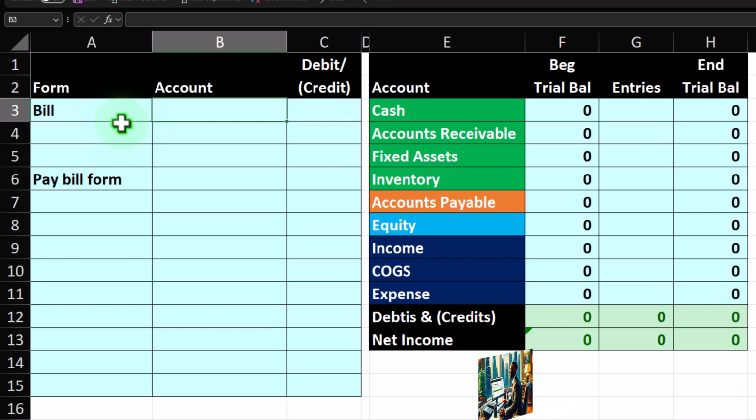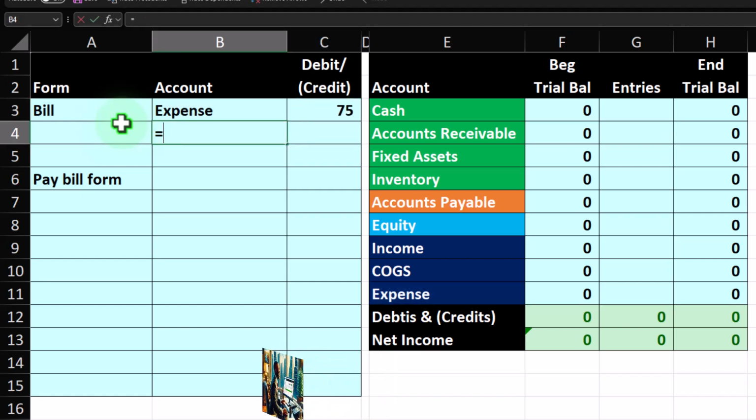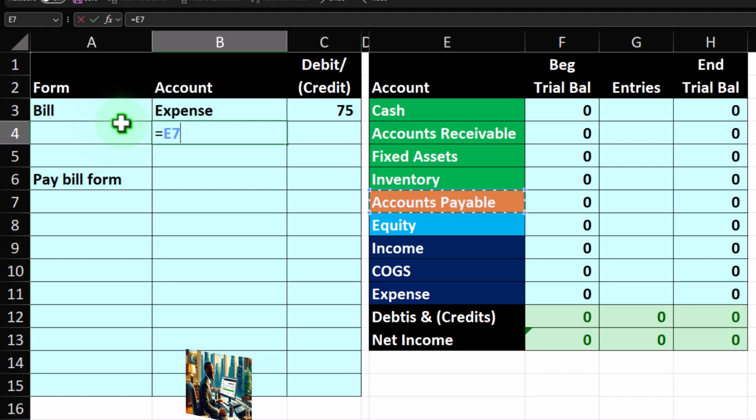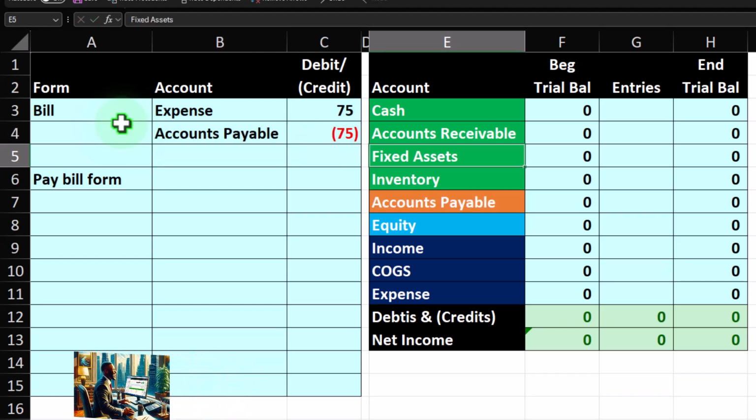So when we enter the bill, just generically, expense went up. In our case, telephone expense. I'm going to say that's a debit of $75. One account's affected. And then accounts payable, the liability went up by 75. That's a credit. These are debits and credits.